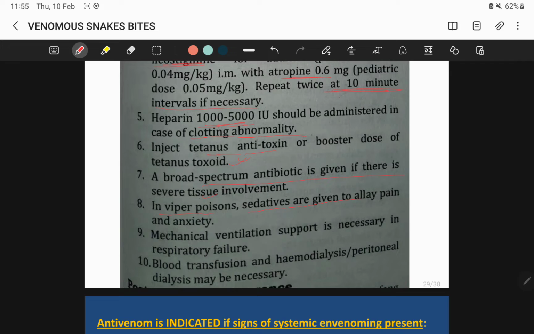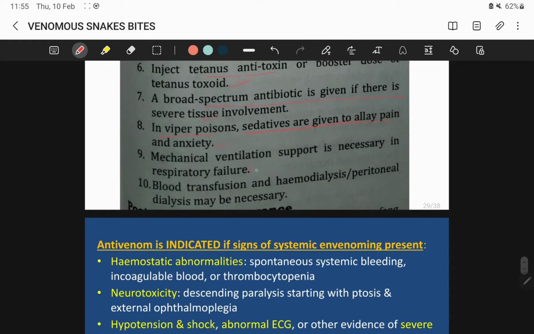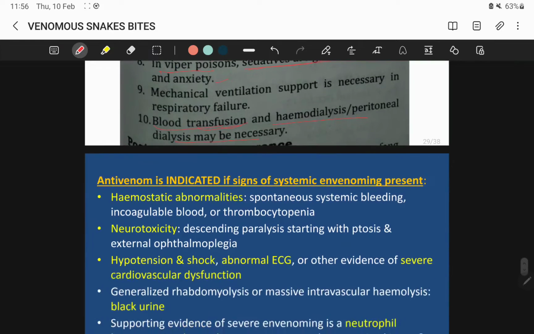In viper poison, we have to give sedatives to allay the pain and anxiety. And if there is bulbar paralysis and respiratory failure, we have to provide mechanical ventilation support. And if required, we can do blood transfusion and then hemodialysis or peritoneal dialysis.